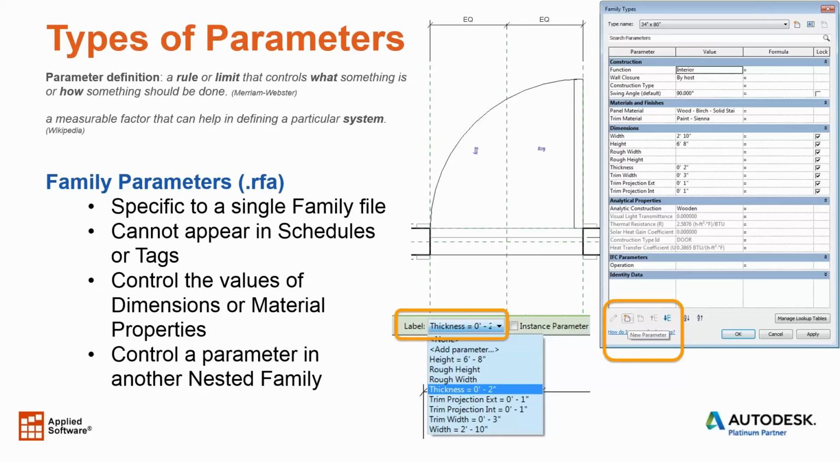So for a family parameter, which is available in the family editor, this is specific to the single family file and cannot appear in schedules or tags. And it controls the values of dimensions or material properties of that family. It can also control a parameter in another nested family.